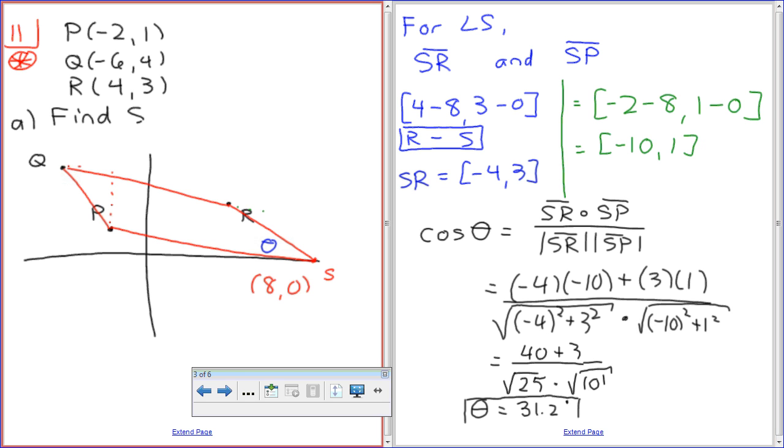Extend this out, and then you have Z patterns going on, right? So that means this angle is going to be theta, this is going to be 180 minus theta, this one would be theta, and then 180 minus theta is this one. Okay. All right, ready to keep going?